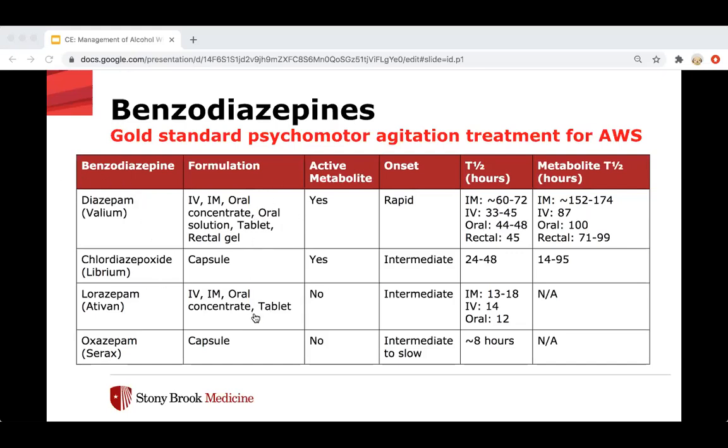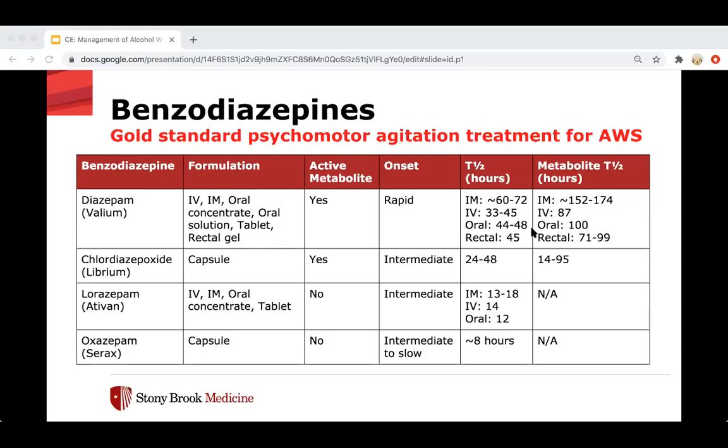They come in a bunch of different formulations. It's important to note that Librium and oxazepam are only capsules, so those can only be given to patients who can take something orally. Diazepam comes in multiple different formulations, although IM is not given because of the variable drug absorption. So we're more likely going to be giving IV diazepam. And then lorazepam comes IV, IM, and also as an oral form. But it's important to note that IV lorazepam is formulated with propylene glycol, and repeated administration could lead to metabolic acidosis from propylene glycol toxicity.